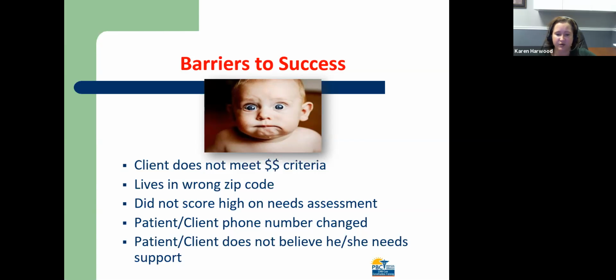These are all things that we encounter, right? The zip code isn't the right one for a program. The needs assessment wasn't high enough. The phone number changed. And then also, what if somebody doesn't think they need care? I can't tell you how many times when I worked in home health, the nurse would send me out because they said the patient needed home delivered meals. And I get out to the house, and do you think the patients want home delivered meals? It's like $5 a meal, right? And so they don't want to spend the money.